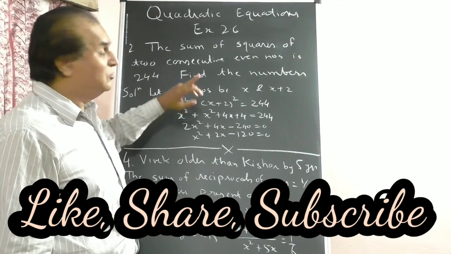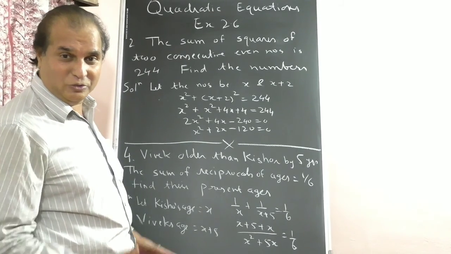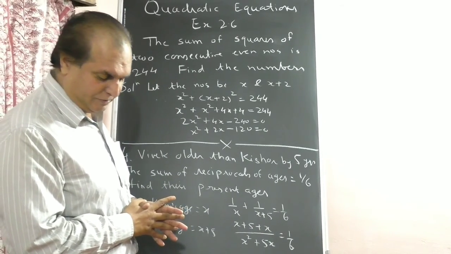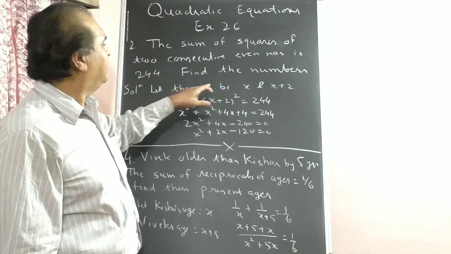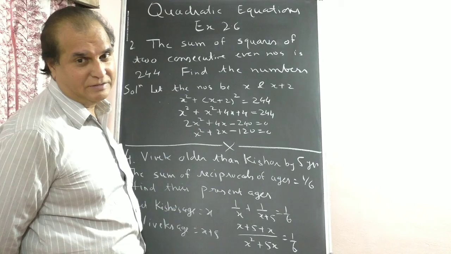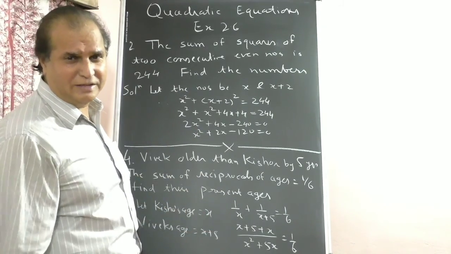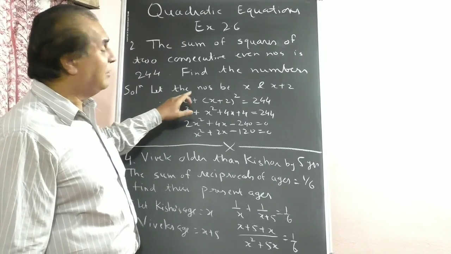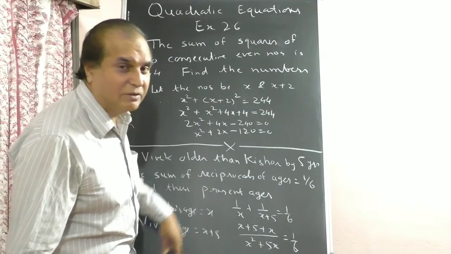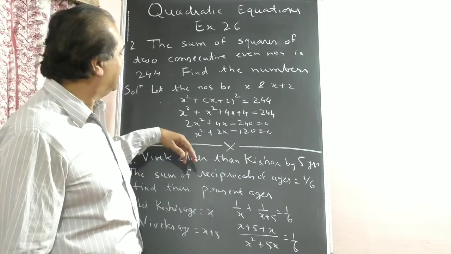Two consecutive even numbers. What is the difference between even numbers? 2, right? The difference between consecutive odd numbers is also 2. So let the numbers be x and x plus 2. We don't know the numbers; we have to find them. If one number is 20, the next number is 22. 2 is the difference. Condition: sum of squares, x square plus (x plus 2) square equal to 244. Now we have to solve this. I am just helping you.